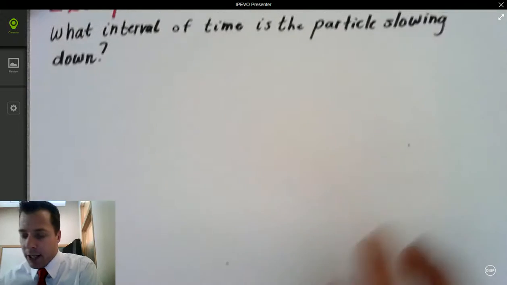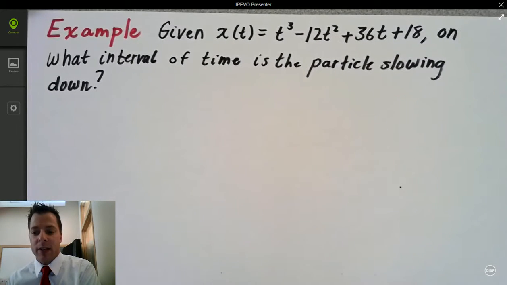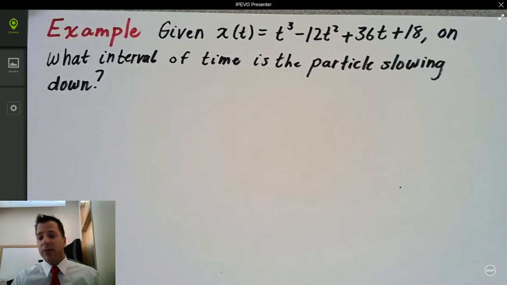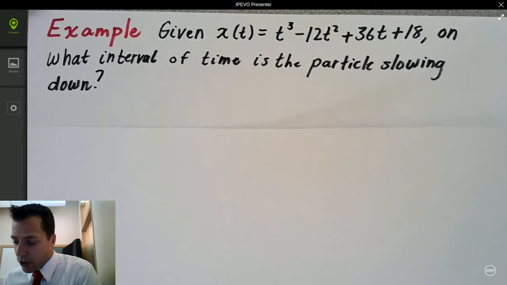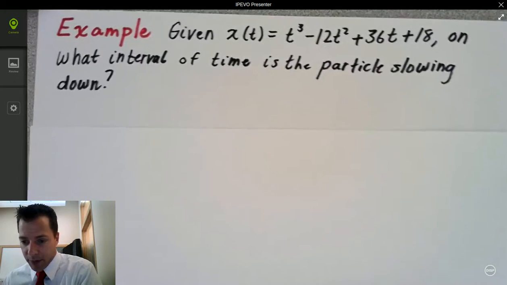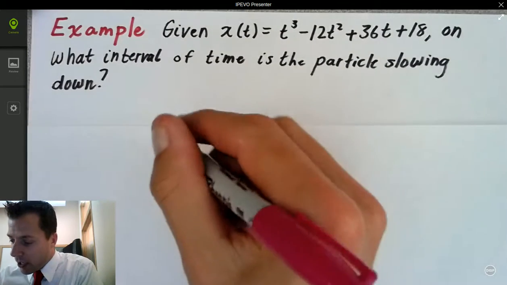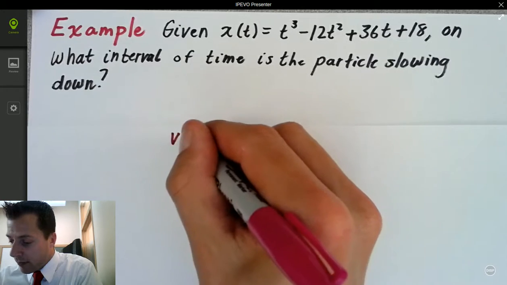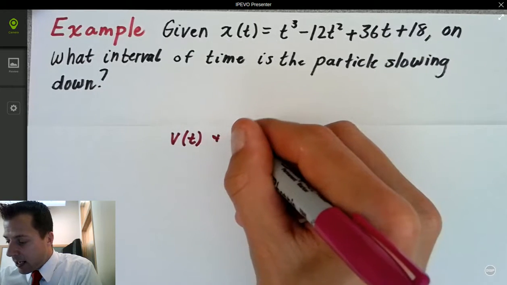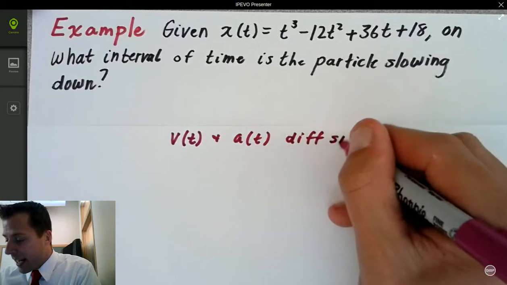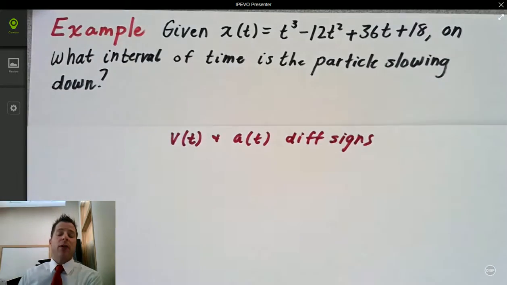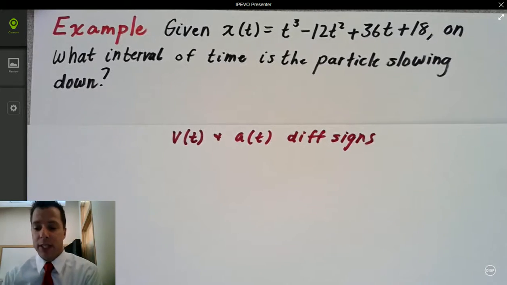Okay, so here's our example. Now we're going to use the same examples we did in the previous video. So if you haven't watched the previous video, you might want to, because I'm going to just be writing a few things. We want to know when the particle is slowing down. So that means we want to know v of t, velocity, and a of t, acceleration. When do they have different signs? That's the big thing here. That's when a particle slows down. That's how we know it slows down.